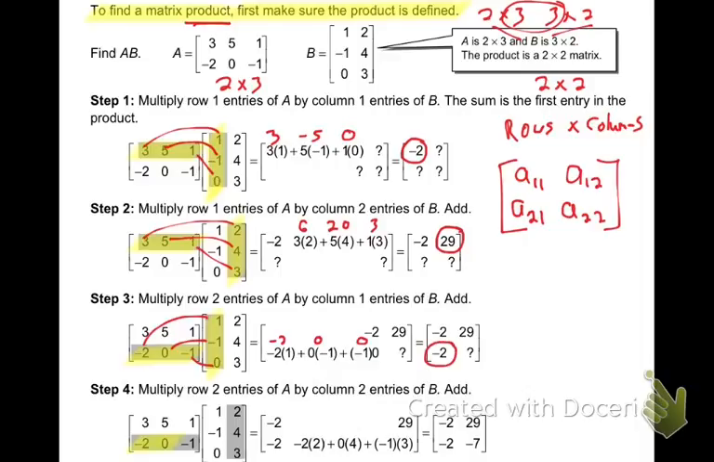And lastly, negative 2, 0, negative 1, and 2, 4, 3. So second row, second column. Negative 2 times 2, negative 4. 0 times 4. And negative 1 times 3. Add those up and I get? So my resulting matrix is negative 2, 29, negative 2, 7.